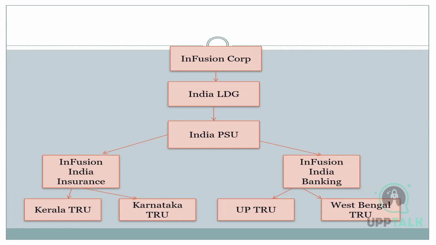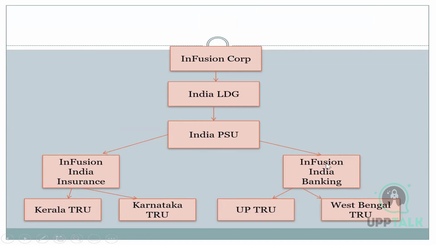Okay. So this is the way. In Infusion India Insurance, we have Kerala TRU and Karnataka TRU. In Infusion India Banking, we have UP TRU and West Bengal TRU. So this is the way we have divided the organization structure. In India Insurance, we have Kerala TRU and Karnataka TRU, tax reporting unit. And in India Banking, we have UP tax reporting unit and West Bengal tax reporting unit.